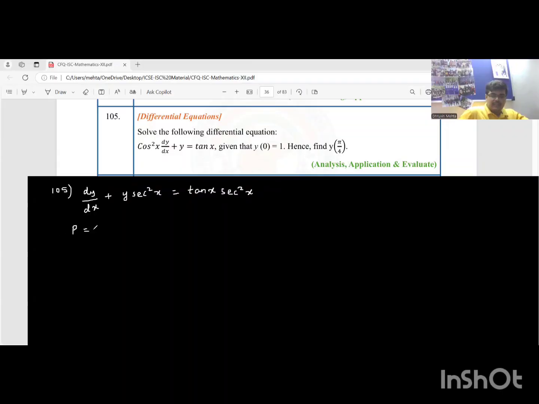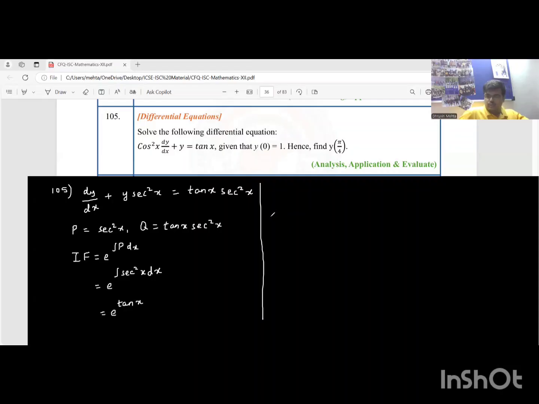So, students, P is equal to sec square x. I hope you know the formulas. If you don't, you keep the formula list with you. Q is equal to tan x sec square x. We'll first find the integrating factor. The integrating factor IF here is e raised to integration P dx, which is e raised to integration sec square x dx. Integration sec square, students, is tan. So this is e raised to tan x. So here, students, we get the integrating factor. It is e raised to tan x.